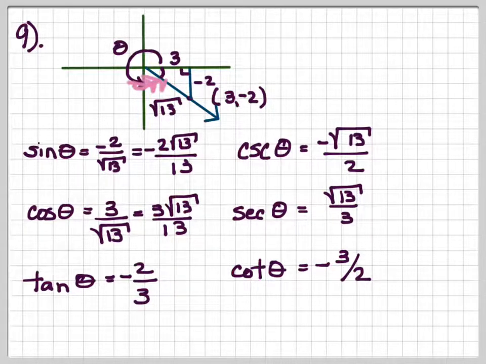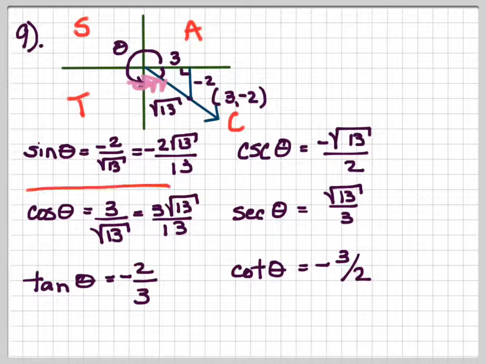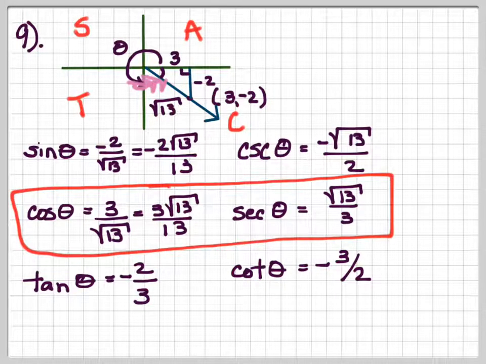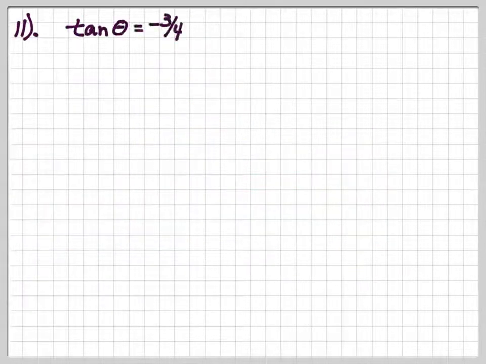I want you to notice something. If we do our All Students Take Calculus, you know that the cosine in the fourth quadrant is the only one that's positive. Everything else is negative. So you can see that our cosine and our secant are positive. Our sine, cosecant, tangent, cotangent are negative. Just a little quick check.